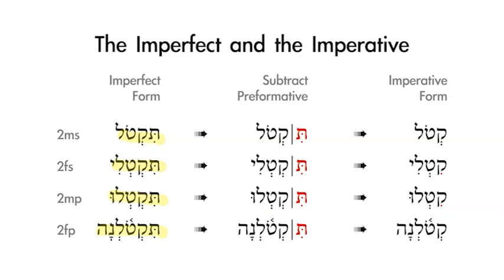Then in our middle column, we slice off the red imperfect preformatives, and we're left with the basic form of the imperative. There are only 2 slight changes. In the 2fs form and the 2mp form, when you slice off the imperfect preformative, you're left with 2 shewas at the beginning of a word. And you understand that you can't have 2 shewas at the beginning of a word. So the rule of shewa 1 results in qitli and qitlu, with a hireq in a closed syllable. So if you've mastered your imperfect paradigm in the strong verb, the imperative paradigm for the strong verb will be easy to memorize.